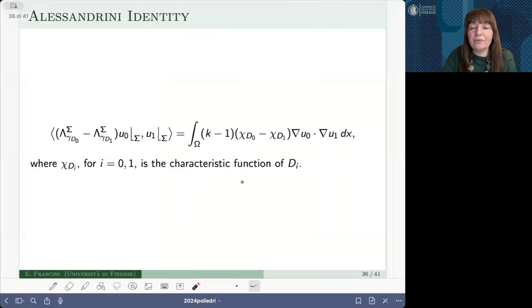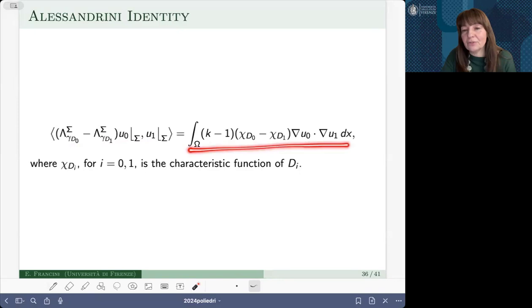In order to prove this result, we used the Alessandrini identity to connect the information at the boundary with the information inside. And this integral here lives on the symmetric difference of these two polyhedra. So outside, for example, the union of the polyhedra, this function is 0. And so we can use singular solutions and take the singularity inside.